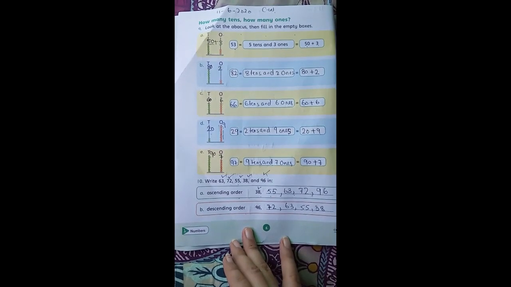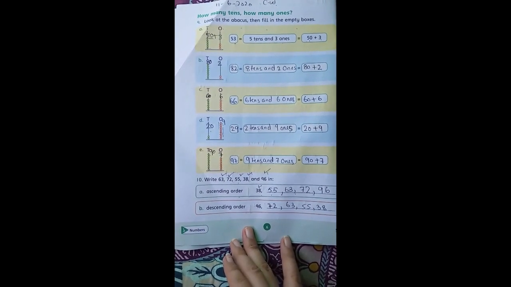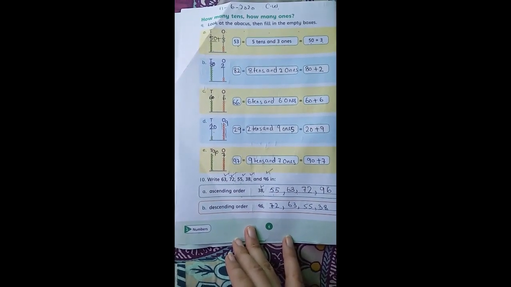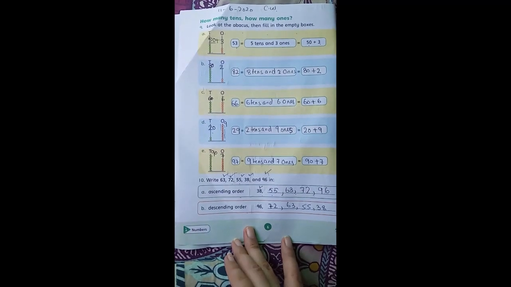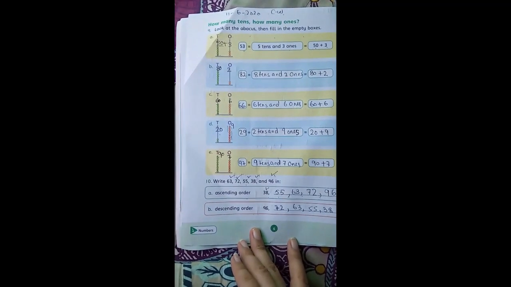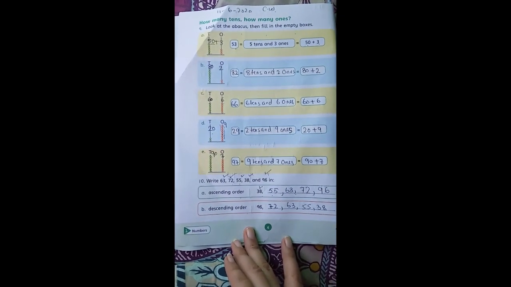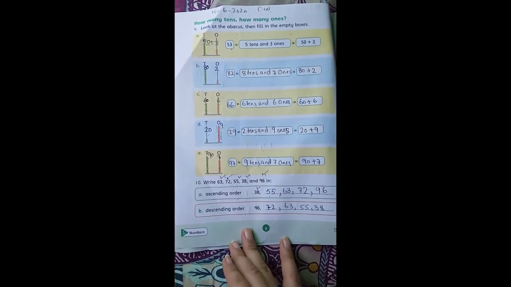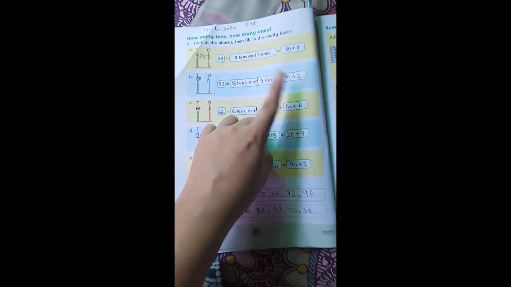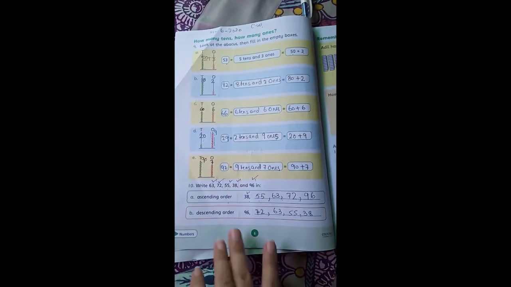So if you can see part A, you can see there are 5 balls on the tens abacus. You can write 5 tens means 50, and 3 balls show on the ones abacus, so you can write 3. So 50 plus 3 is equal to 53, so you can write 5 tens and 3 ones, which is equal to 50 plus 3 is equal to 53.